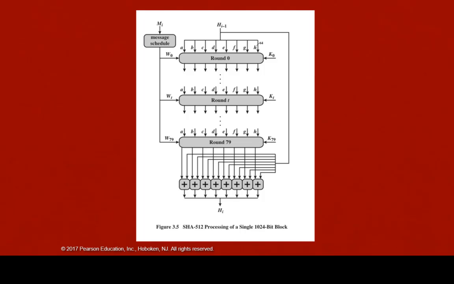Please review the SHA-512 figure. The heart of the algorithm is a module that consists of 80 rounds. This module is labeled in the figure as F. The logic is illustrated in the figure.